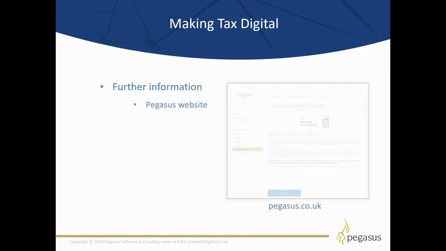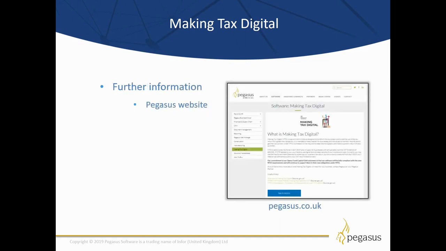For further information, go onto the Pegasus website, pegasus.co.uk. On the Software tab, there is a Making Tax Digital option. From there, you will find an introductory video that gives you a concise overview of what Making Tax Digital is all about. There is also an overview of MTD. This is a link to the government website and gives you a detailed overview of MTD, together with the main messages that HMRC are pushing about MTD, including short video overviews on a range of different aspects of MTD.